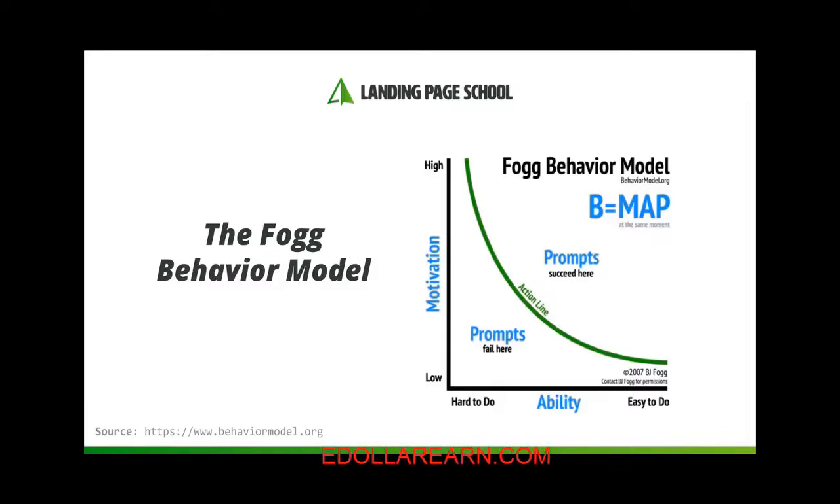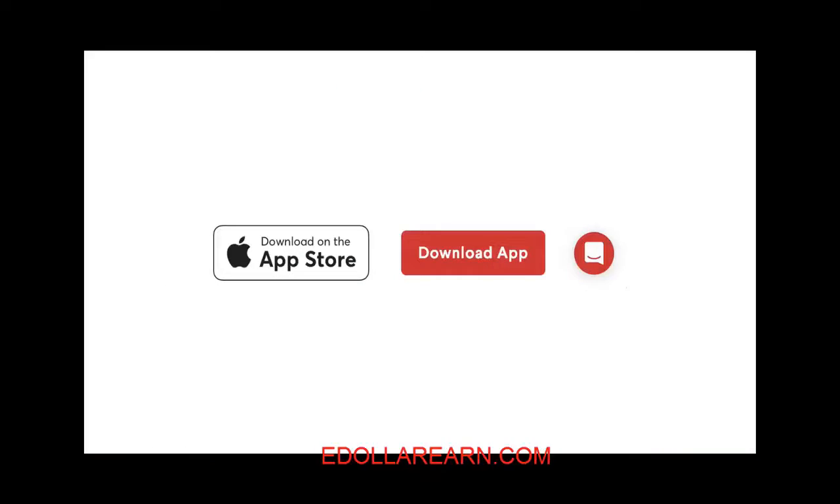This framework applies to landing pages. You need the visitors to want to take action, or have high motivation. They need to have the ability to take action, and you do this by having good usability on the page. And they have to have a prompt for what to do next. That's your call to action. If you have these elements of the Fogg behavior model in place, then there's a high likelihood that people will act, especially if you've already answered the other questions they have, which we've already covered.